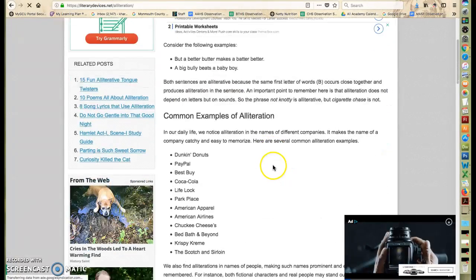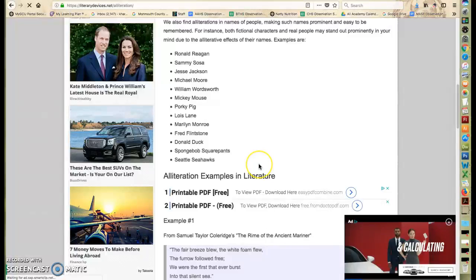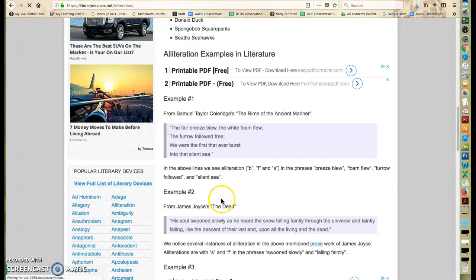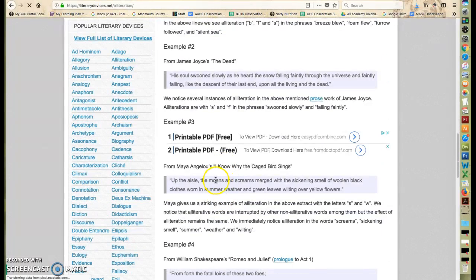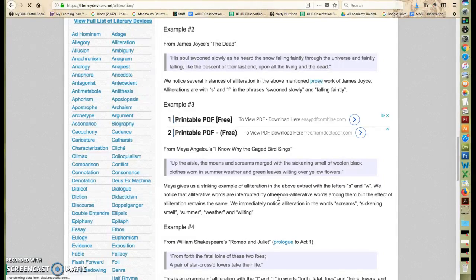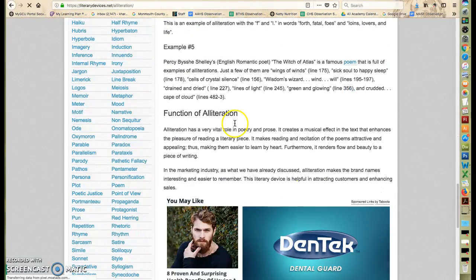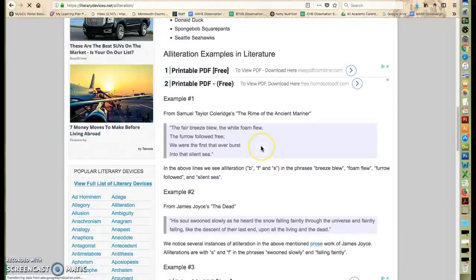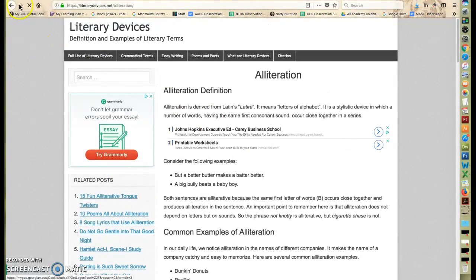Okay? This just gives examples. It gives examples from literature. Maya Angelou's I Know Why the Caged Bird Sings provides an example of an alliteration: "Woolen black clothes worn in summer weather and green leaves wilting over yellow flowers." And then it explains why that is an alliteration. Okay, and then it talks about the function of alliteration. Understanding the function will help you understand the purpose. So that's really important.